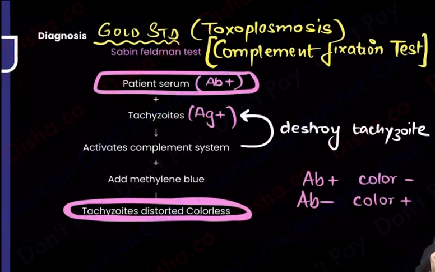So what will the question be? You are doing a Sabin-Feldman test and the color has not come on adding methylene blue. You'll say color has not come, meaning antibody is there. Reverse: color has not come, antibody is there. That is what you understand by the Sabin-Feldman test, which is the gold standard complement fixation test for Toxoplasma.